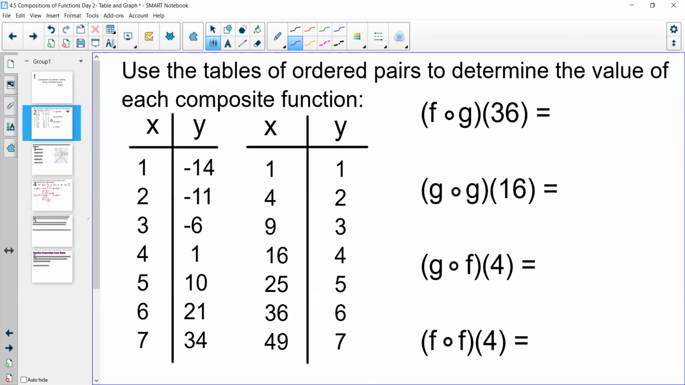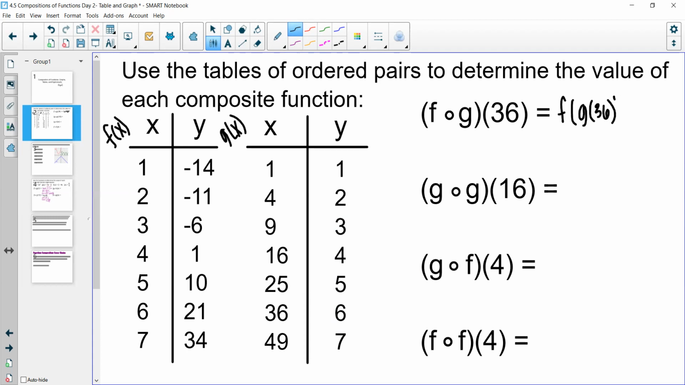So let's take a look at these tables with ordered pairs to determine the value of each composite function. So for example, we've got f composed of g at 36. So these are not labeled here, but this first one is f of x, and the second one here is g of x. So what we're going to do is we're going to say this is the same as f of g of 36.